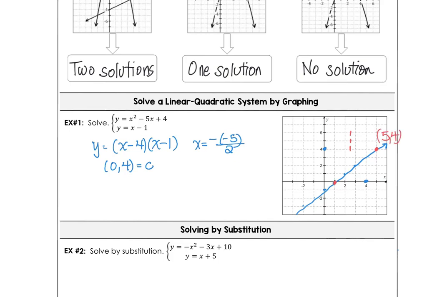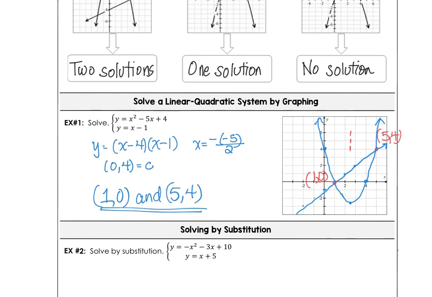So we're also on the line at 1, 0, and the parabola is going to go through here some way. It's going to have a turnaround point somewhere at 2.5, not sure how far down. But we're only interested in the intersection points between the system. So we have a solution at 1, 0, and we have a solution at 5, 4. So those 2 points are the intersection points between the linear function and the quadratic function.